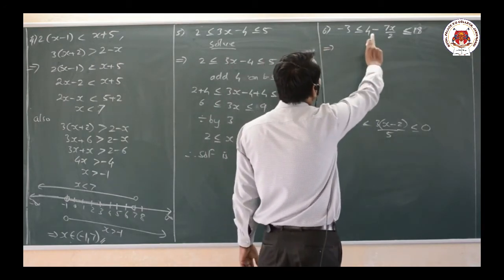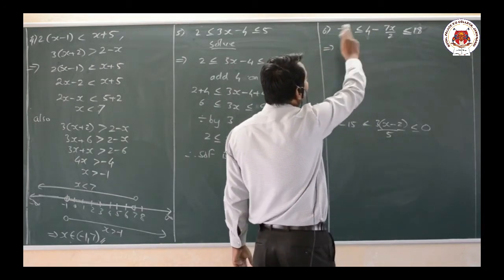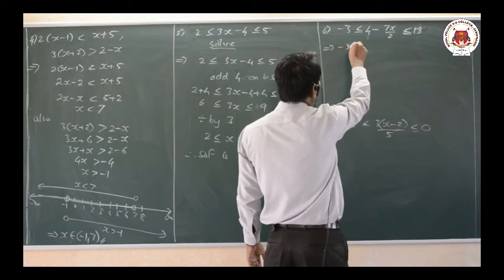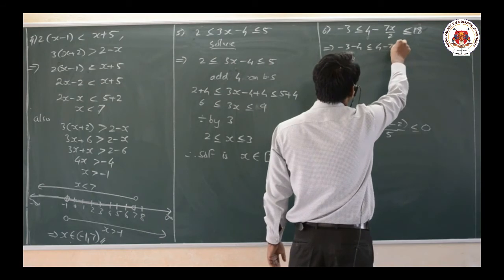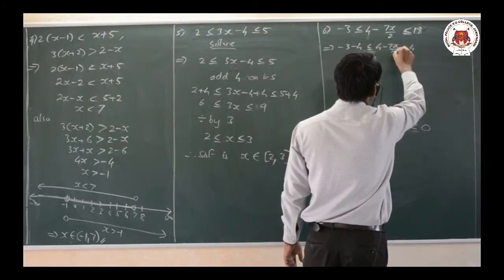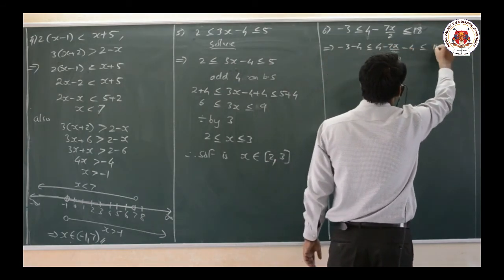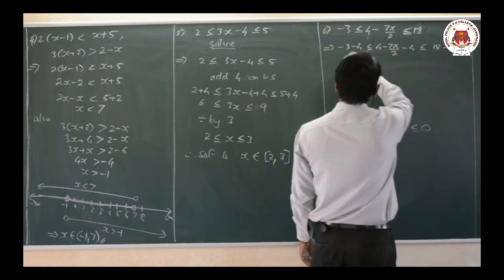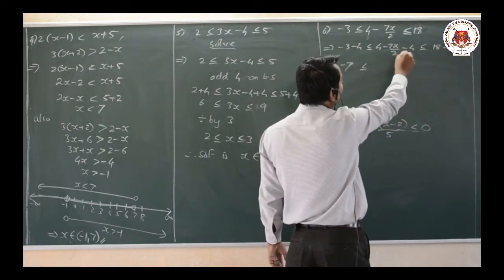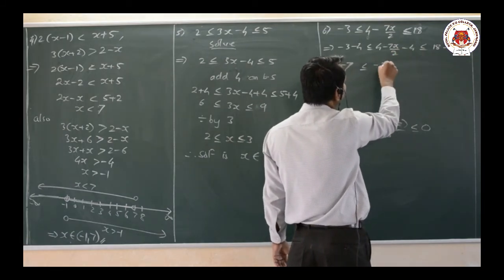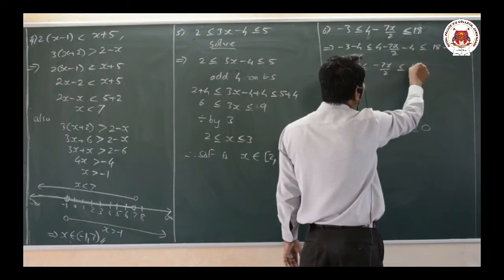Now here we are having plus 4. That means we have to subtract 4. Minus 3 minus 4 less than or equal to 4 minus 7x by 2 minus 4, less than or equal to 18 minus 4. What we get here, minus 7, dear students, then less than or equal to, here it gets cancelled, 7x by 2 minus 7x by 2, less than or equal to 14.